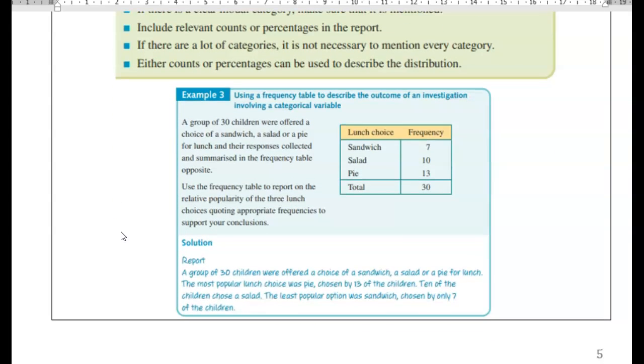So let's have a look at example number 3. So we're using the same example as before. I won't read through it because we've done that, but you can see down the bottom the report. Okay, so it's following those key criteria that were in the box above. So a group of 30 children were offered a choice of a sandwich, a salad, or a pie for lunch. The most popular lunch choice was pie, chosen by 13 of the children. 10 of the children chose a salad, and the least popular option was sandwich, chosen by only 7 of the children. Okay, so basically that report is just summarizing what this frequency table tells us.